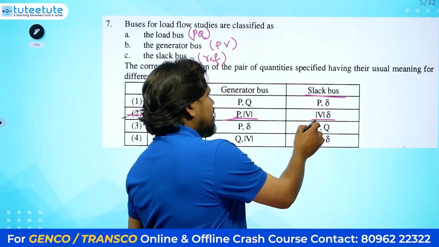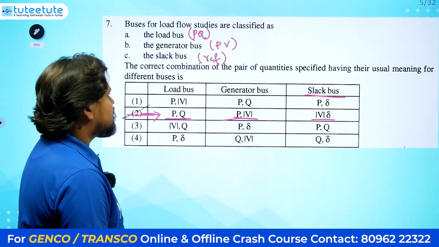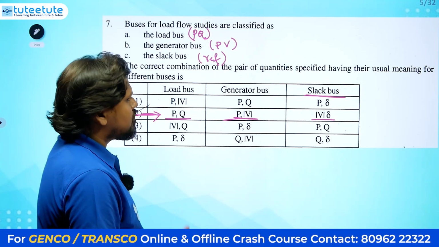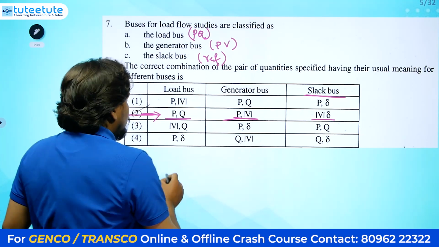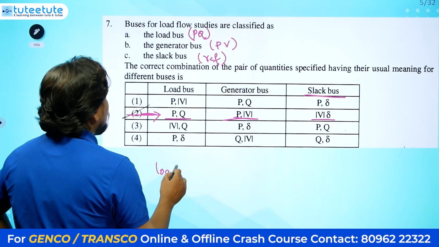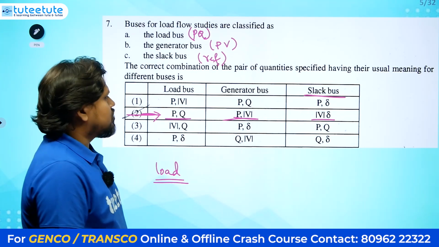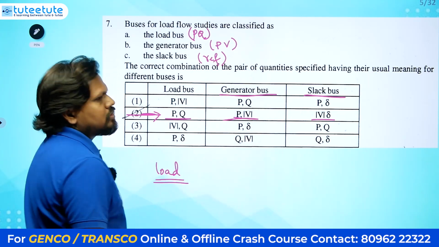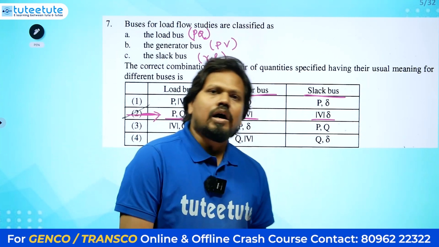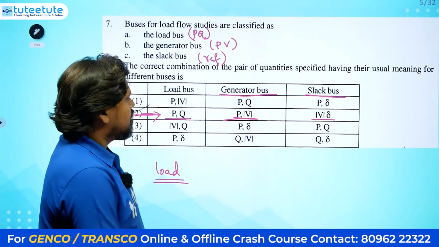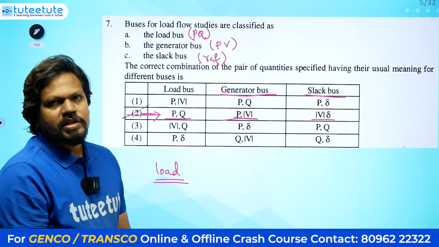Remember one more thing. They may also ask what the dependents and the independents are. At the PQ bus, at the load bus, what are the dependents and what are the independents? And at the generator bus, what are the known values and what are the unknown parameters? They may ask like that, so based on this you also need to understand a little bit.